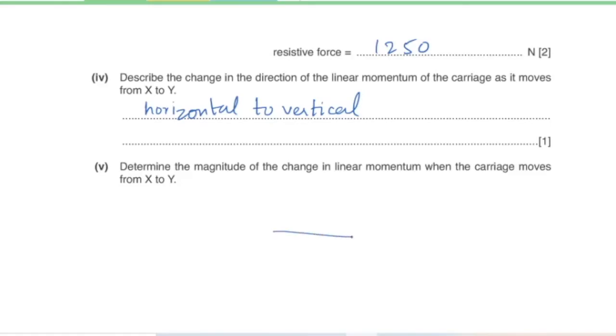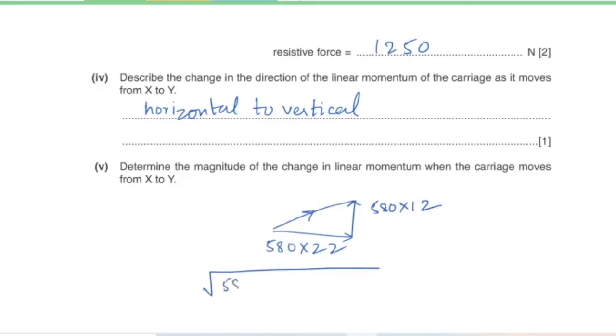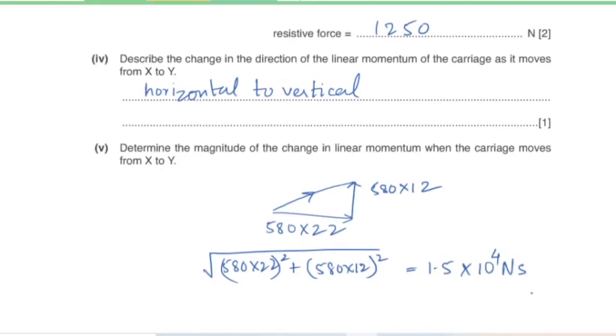When it travels horizontally, it had a momentum of 580 into 22. When it travels vertically, it had a momentum of 580 into 12. And the resultant of them is what they're asking us in this part of the question, and that is equal to the square root of 580 into 22 the whole squared plus 580 into 12 the whole squared. And this is equal to 1.5 into 10 to the power of 4 newton second. This is the resultant change in momentum of the carriage.